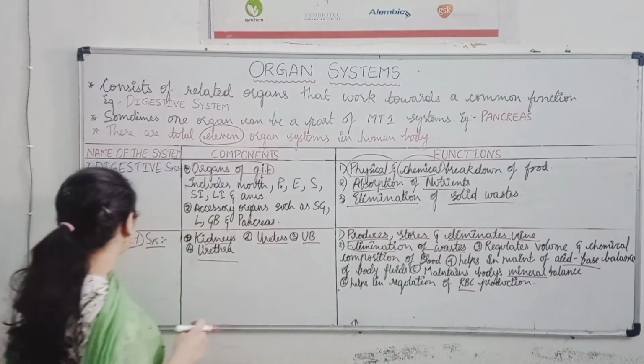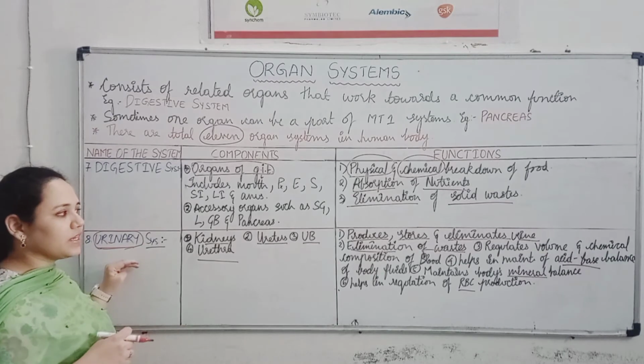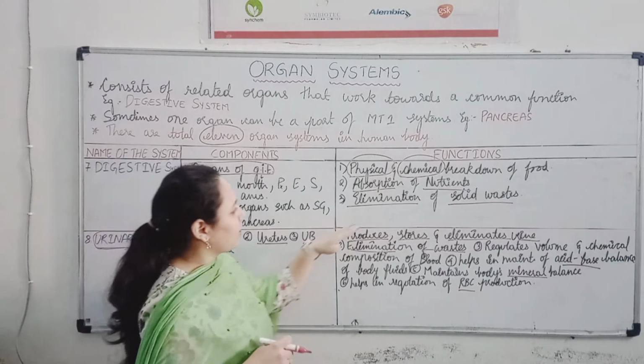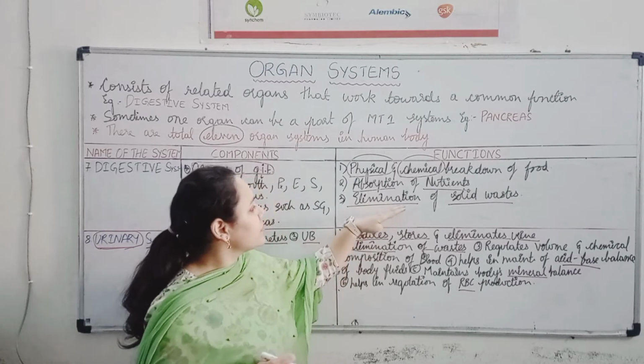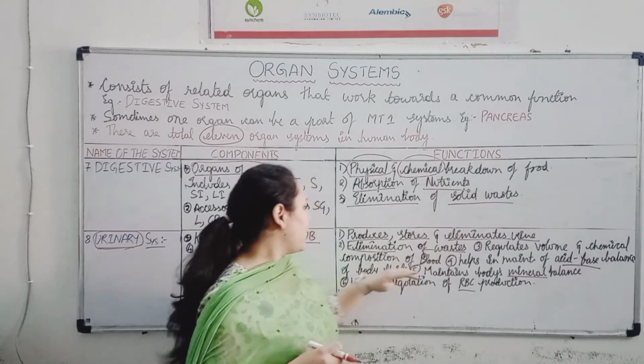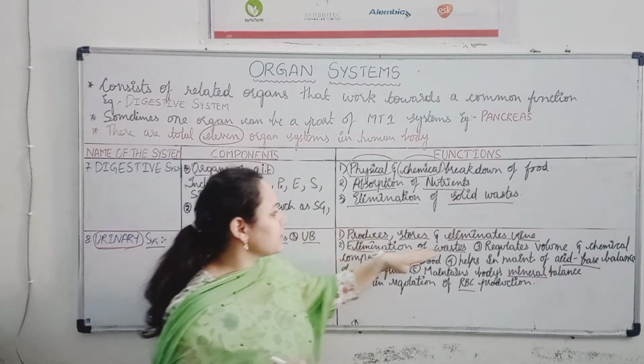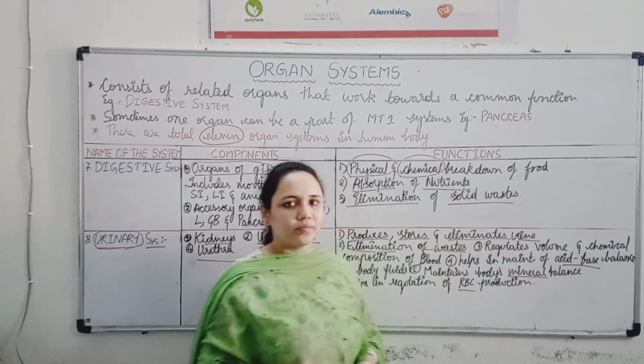So we have seen the digestive system and the urinary system. They both are involved in elimination of waste. The digestive system eliminates solid waste and the urinary system eliminates urine.